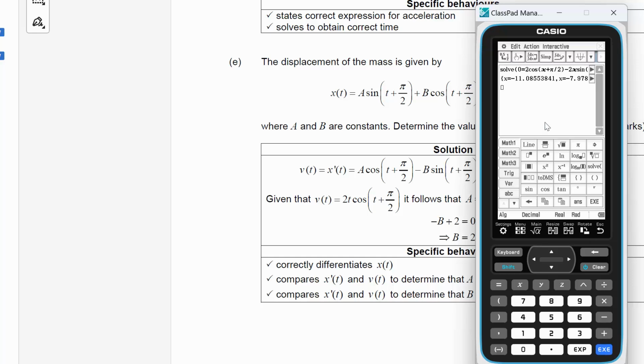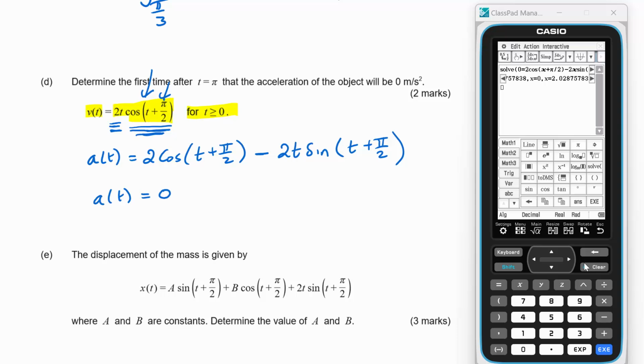It says more solutions may exist. It's not going to be any of the negative ones. So what we're after are positive solutions, but this one's no good because we're after t after pi. So we're going to be looking after t is 3.14, and we've got this one here, 4.91.